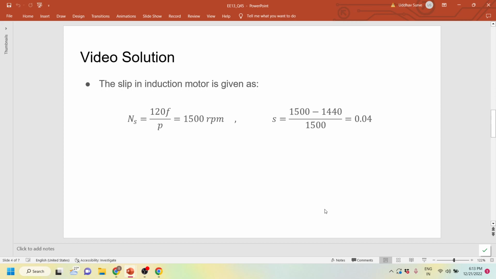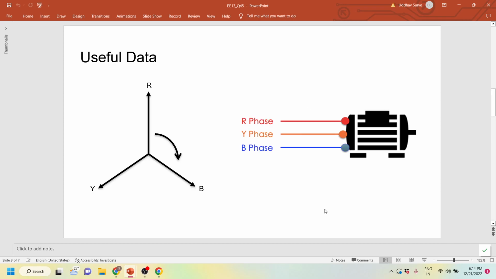Now the slip of the induction motor for the ideal case, when there is no negative sequence, is for the positive sequence of the voltage. A healthy power system always contains a positive sequence. There will be no negative and zero sequence component. So a normal system represents the positive sequence of the power system. Ns is given by the formula 120 F by P, where F is equal to 50 and P is equal to 4, which is given in the question.